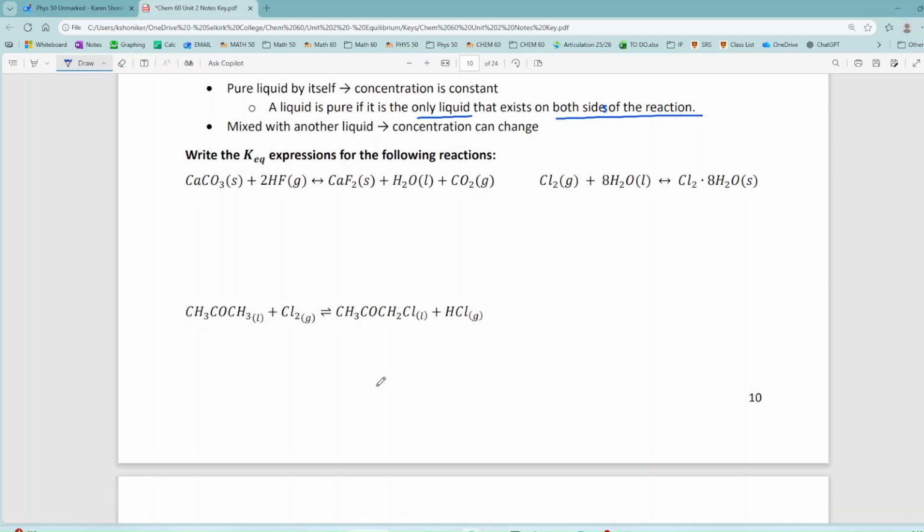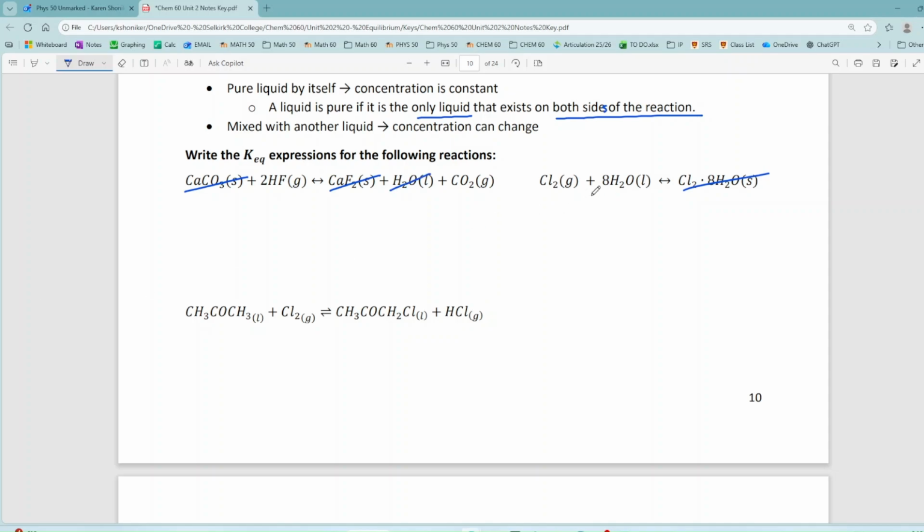So I've got 3 examples here, and we just have to decide what is going to be included in our KEQ expression. So let's go through first off and just cross out all of our solids because we know that solids are never going to be included. Then let's take a look at our liquids. Now, liquids are only included if they exist on both sides of the equation. That's the easiest way of saying it. So if we look at this example first, we've got a solid and a gas forming a solid, a liquid, and a gas. This water is the only liquid on both sides of the equation, so see ya.